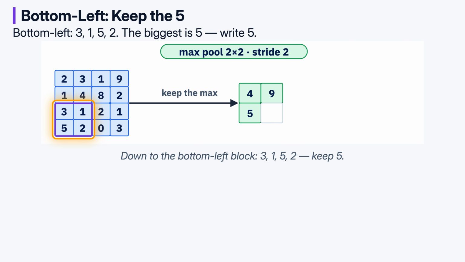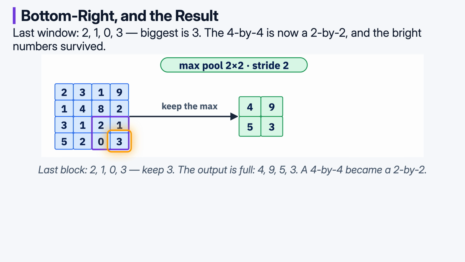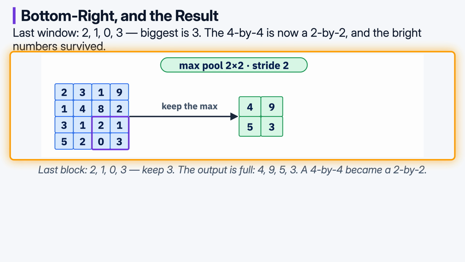Drop down to the bottom left block, 3, 1, 5, 2. The biggest is 5. Write 5. The rule is the same every time, the largest survives. The last block holds 2, 1, 0, 3. The biggest is 3. Write 3 in the last cell. Now the output is full, 4, 9, 5, 3. A 4x4 became a 2x2, and the biggest number from each block is what remained.